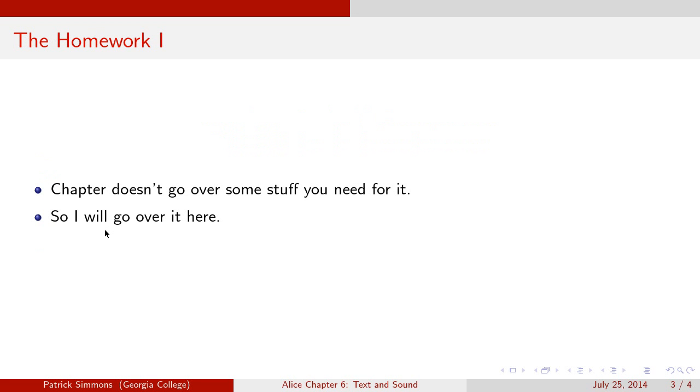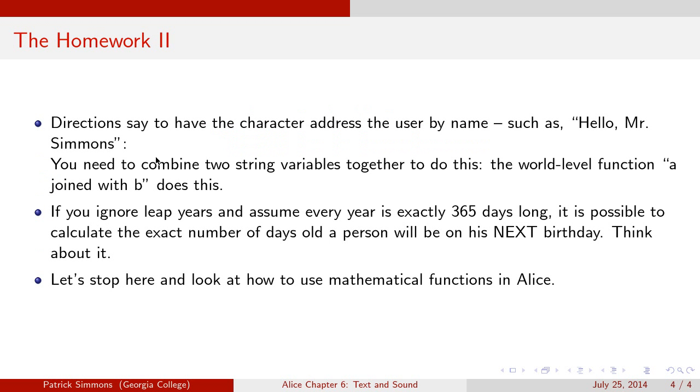The chapter doesn't go over some stuff you need for the homework, so I'll go over it now. The directions say to have the character address the user by name, such as "Hello, Mr. Simmons." In order to do that, you need to combine two string variables together. This is called, in other languages, string concatenation. All that means is you have one set of characters and then you append another set of characters. So there's a world level function A joined with B, which lets you combine two strings together.